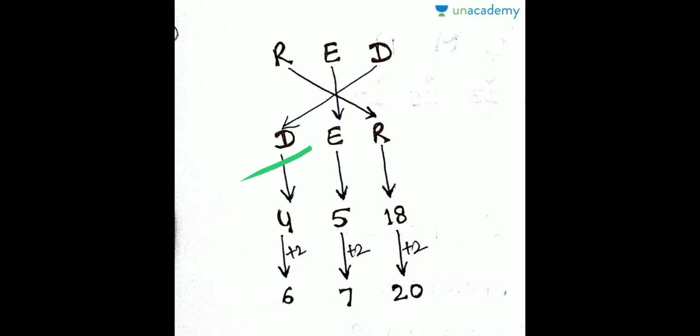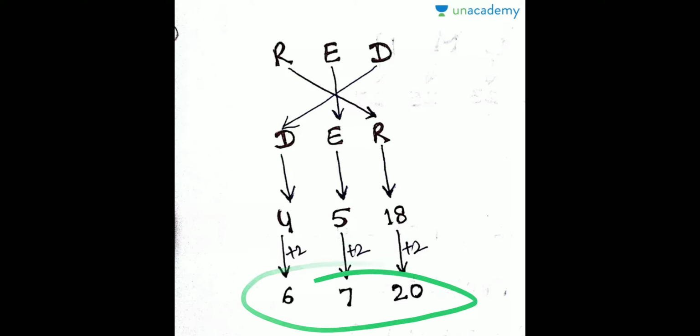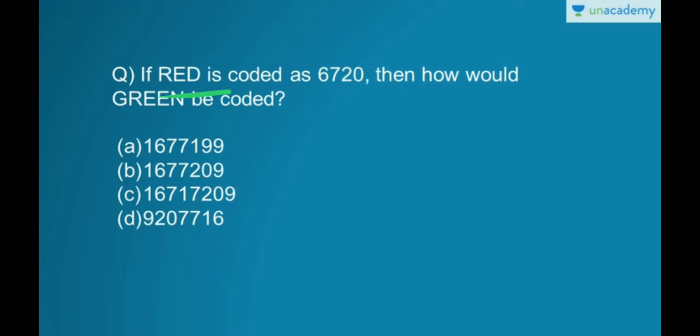That is, D is at fourth position in ABCD, like A, B, C, D. So D is at fourth position, right? So here we have written 4. E is at fifth position and R is at 18th position. Okay, done. Now they have added 2 to each of these numbers. So after adding 2, you will get 6720. So this is how red is coded.